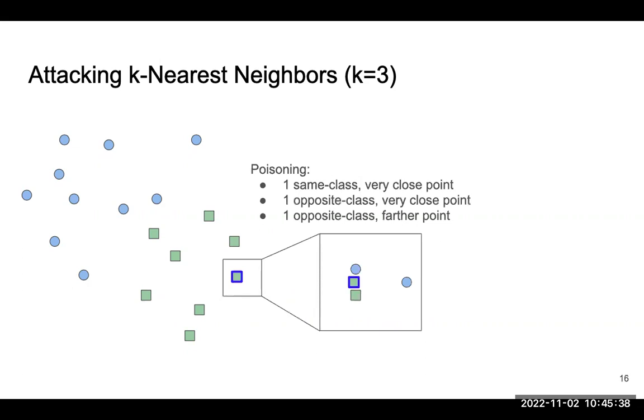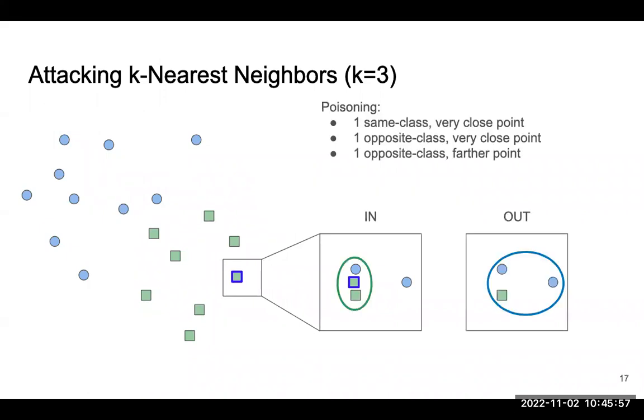The 3 points we're going to add are 1 point that's very, very close and is a blue circle, the opposite class. We're going to add a green point that's also very, very close. It's the same class, so a green square. And then we're going to add another blue circle that's a little bit farther away, but closer than any of the other points in the training set.